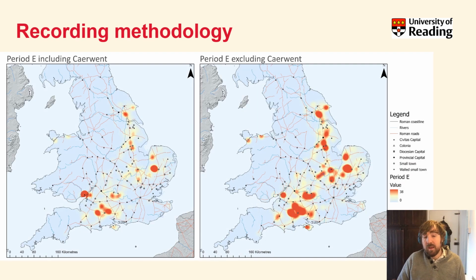There are areas that we have to consider when we also map the Portable Antiquities Scheme data. Here we have two kernel density estimates broadly highlighting the same data set, showing the concentration of coins from the late Roman period. On the left hand side, I've included Carwent, which has 6,000 coins from a very small area, and on the right hand side it's been excluded.